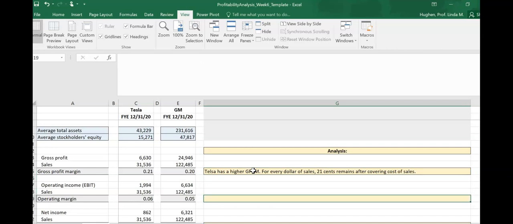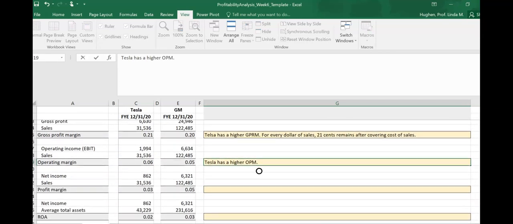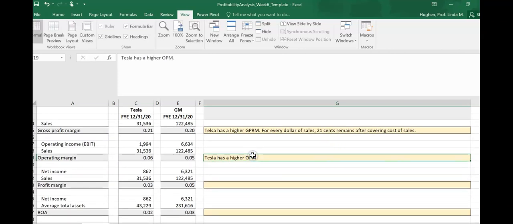And how about operating margin? Tesla is higher again. And rather than boring you with having to write out all of this, let me just speak it, and I'll post the completed analysis that you can look at if that helps you. Tesla has a higher operating profit margin. What this means is of $1 in sales for Tesla, 6 cents remains as operating profit after covering all of the company's costs of running its business, strictly related to its core operations.